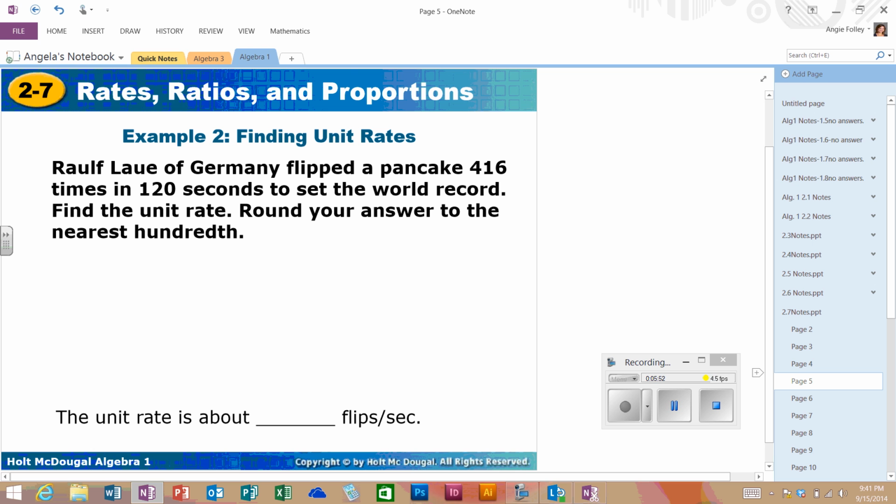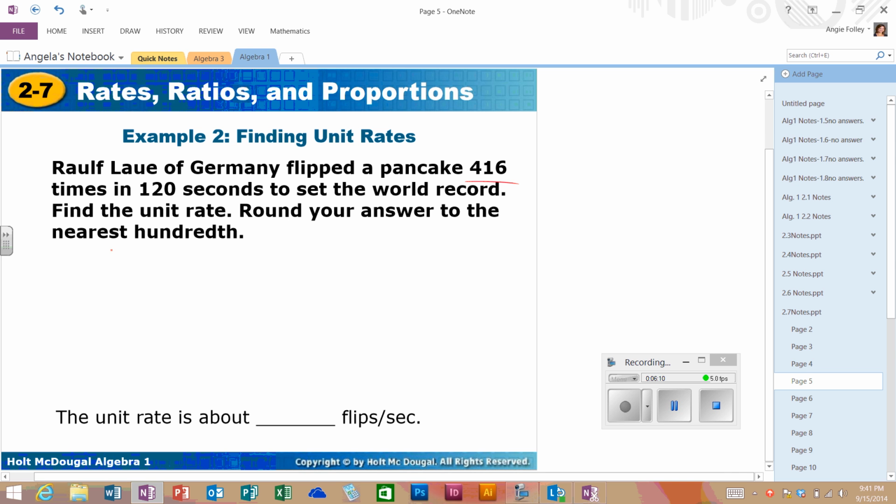So, for example, Ralph Lau of Germany flipped a pancake 416 times in 120 seconds to set the world record. Find the unit rate. Round your answer to the nearest hundredth. Well, first we need to set up a rate.